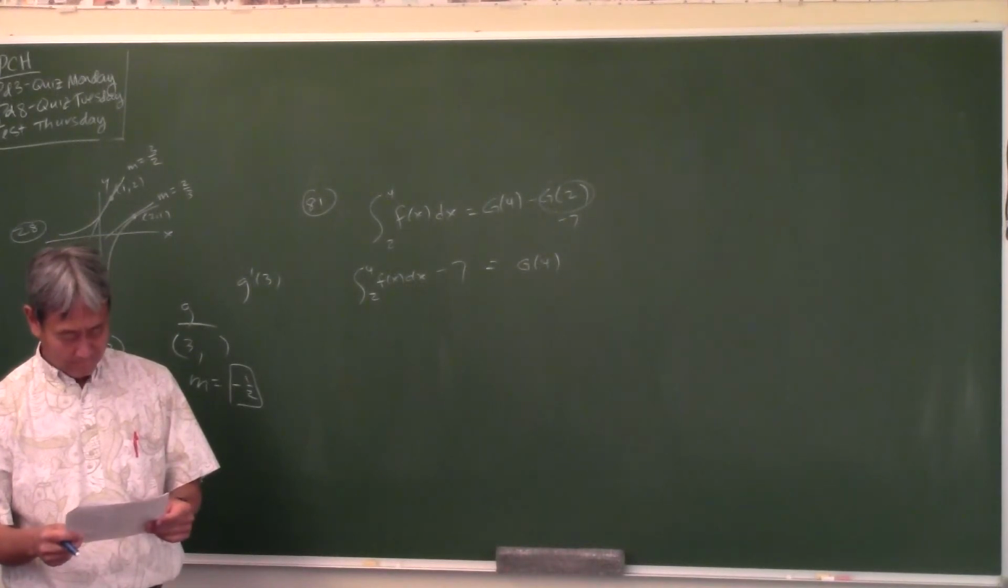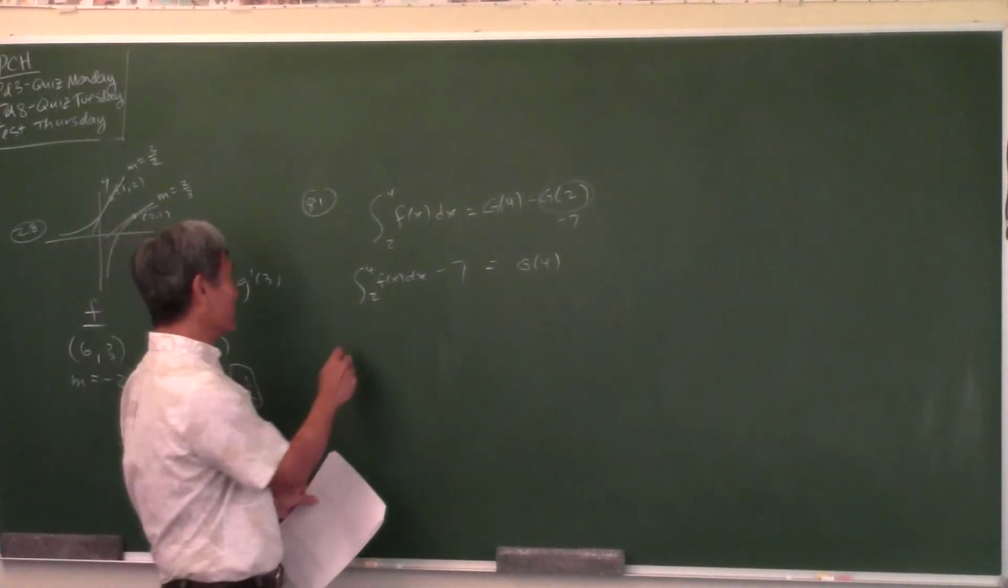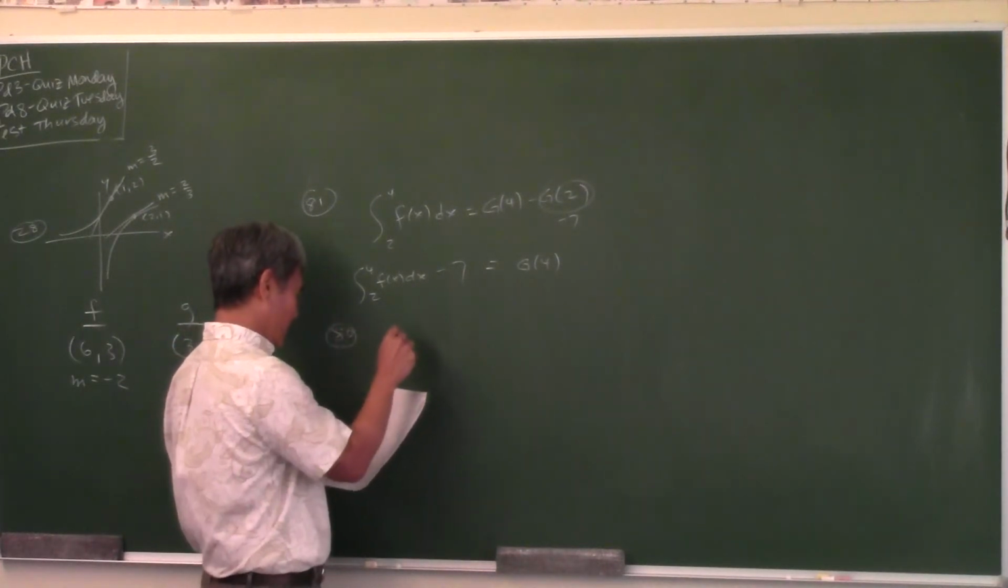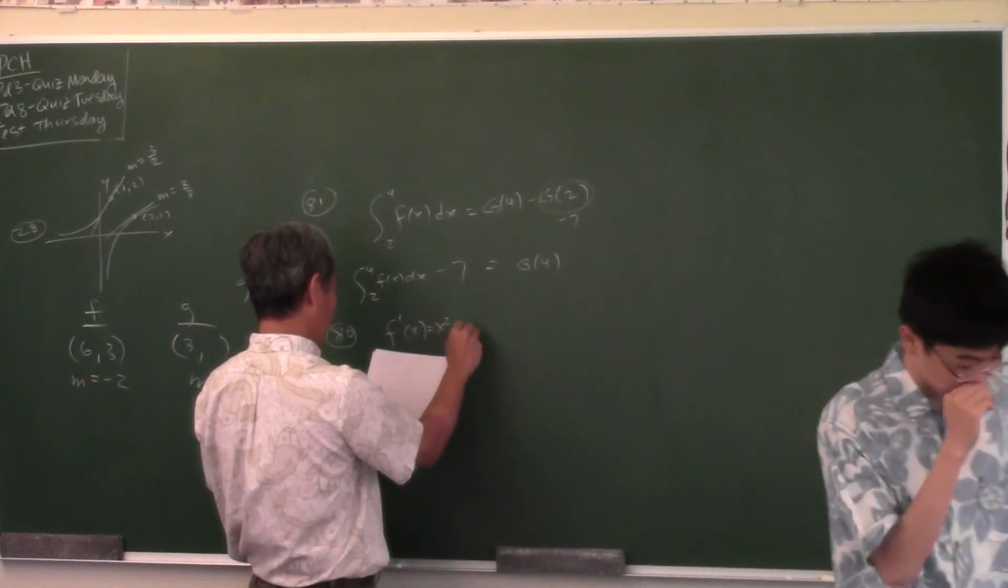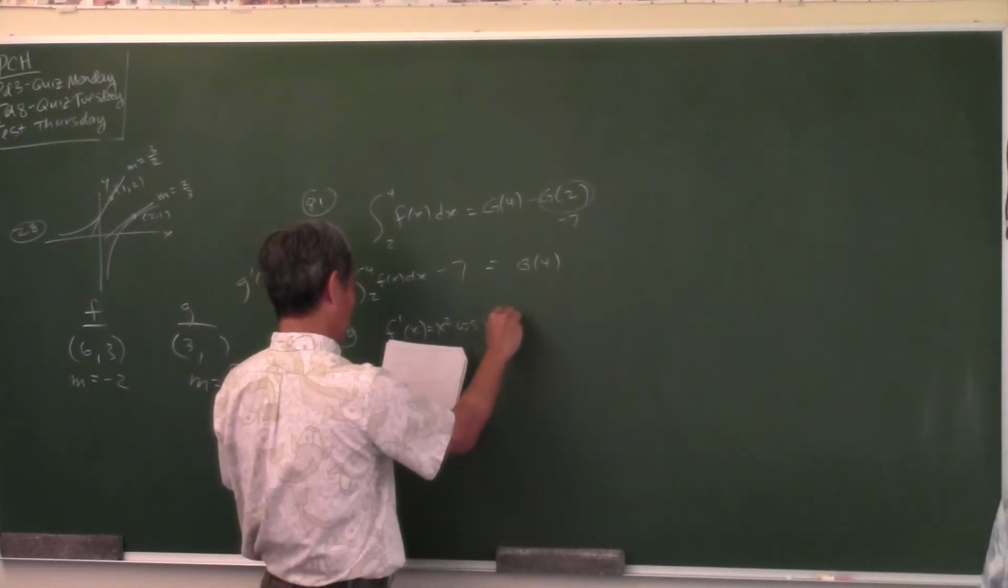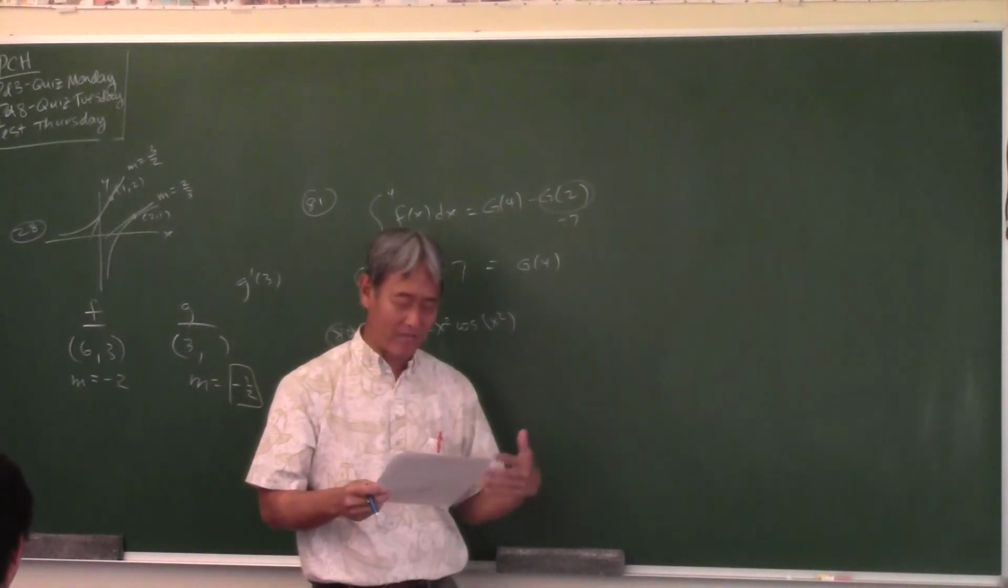Hey, did we do 80? Or should I just know 80? I got it wrong. Okay, no, let's do number 80. Okay, they give you the first derivative: f prime of x is x squared cosine x squared. This is a good question to ask. How many points of inflection does the graph have from negative 2 to 2?